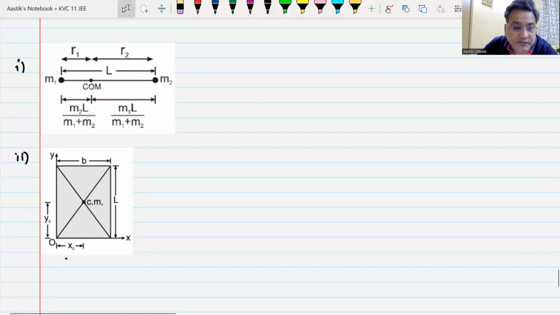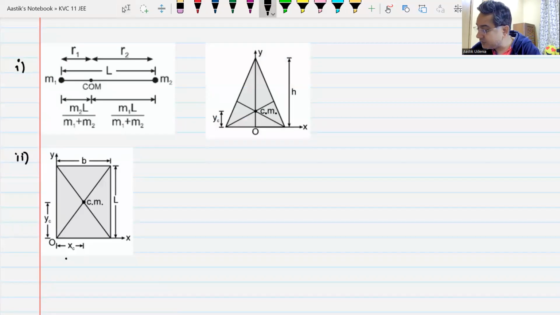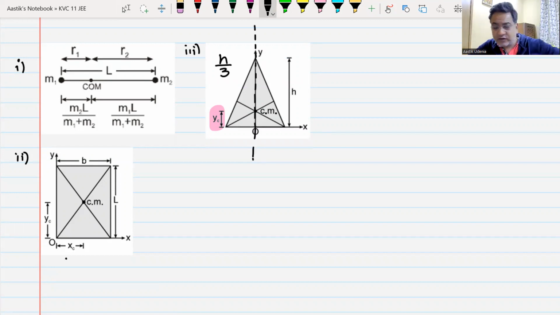Okay, this is the center of mass of a rectangular body. Now you have a triangular body. Let me try to put as many as possible. Center of mass of a triangular body. Do you see this triangular body? This is the center of mass from the base. It lies at a height h by 3. H by 3. You understand? This is the axis of symmetry, you know? So it will lie on this axis because it is symmetrical about this point. Only the y coordinate we need to understand, and the y coordinate will be h by 3. We understand this, yes or no? Are we able to understand the figure? Yes, sir.